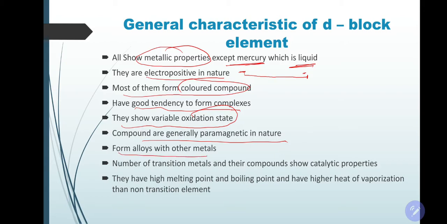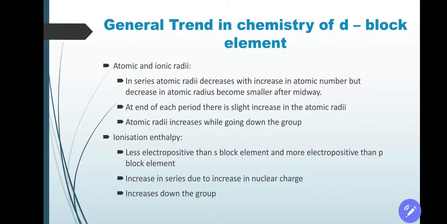They form alloys with other metals. A number of transition metals and their compounds show catalytic property. Yes, the d series is famous for catalytic properties, and most of the elements of the d series are used as catalysts. They have high melting and boiling points and high heat of vaporization than the non-transition elements. Now let us learn about them in more detail.